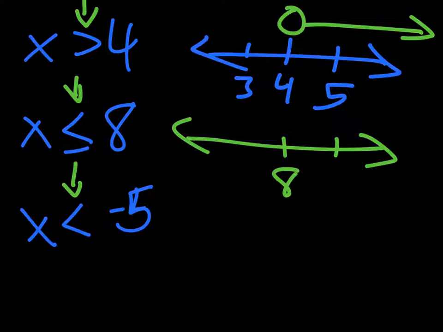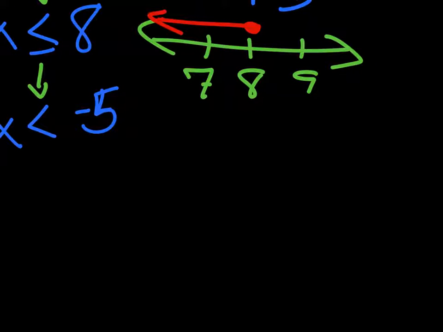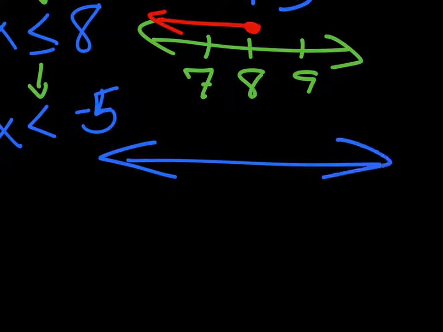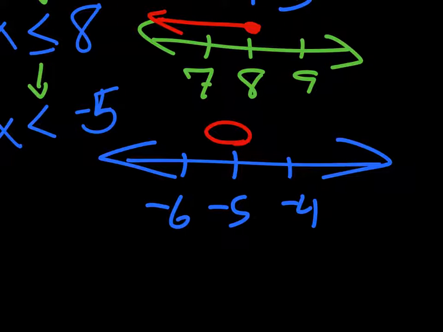Let's do the same thing. We have 8, with reference numbers 7 and 9. This time it will be a solid dot going to the left because that is the way the symbol is facing. And last but not least, we have -5. We need a number for reference. -4 is right here, and -6 is right here. We put an open circle, and it's going this way.